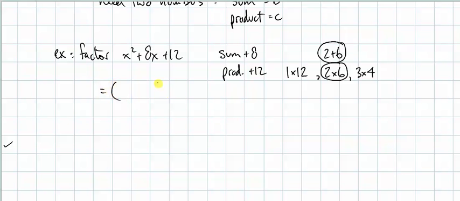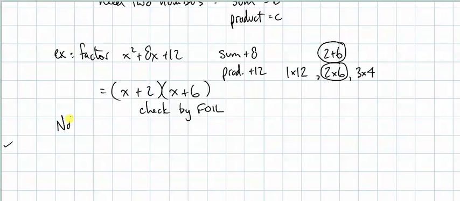So I do this. I write that it's equal to x plus 2, there's one of my numbers, x plus 6, there's my other number. This is factored now. I'll check that my result is correct by FOILing. Multiply this back out and see that you get back to the start.